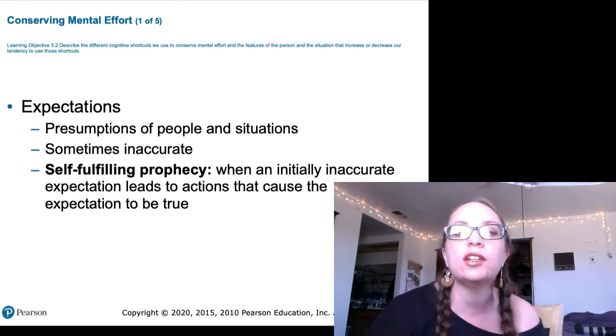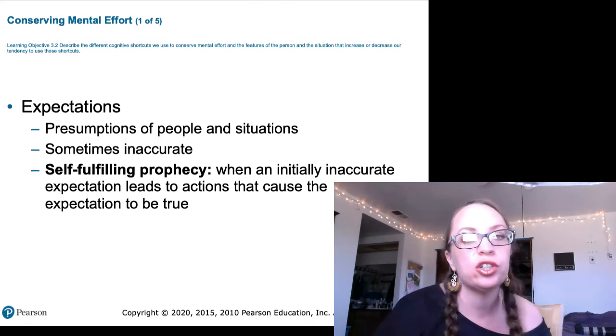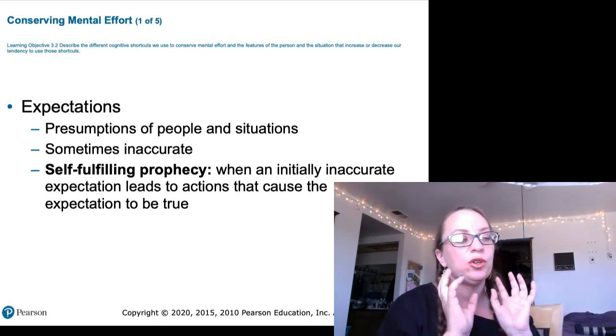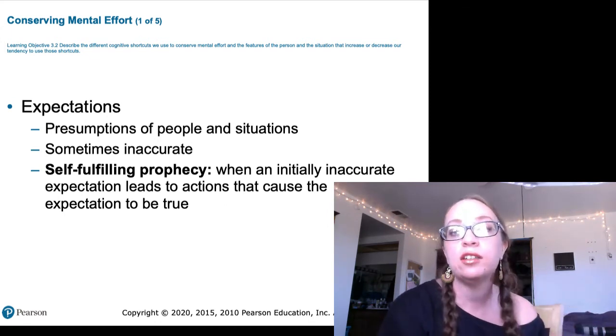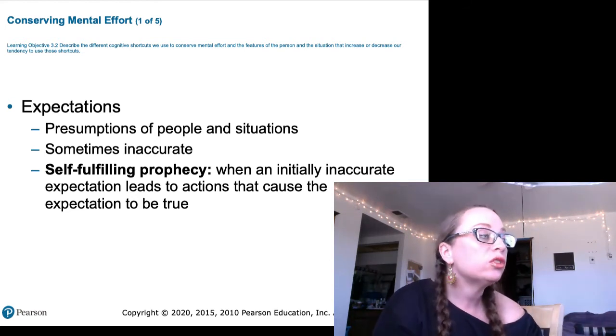So clearly self-fulfilling prophecies can cause a bias and can reinforce that bias, like prejudice and discrimination and so on. I believe this, so I'm going to act in a certain way in order to turn that into truth. Okay? And that happens many times.